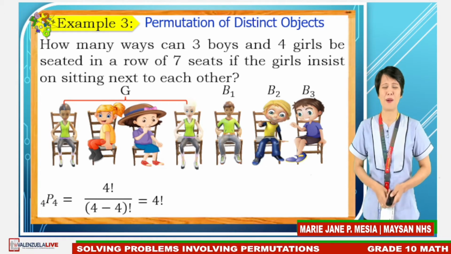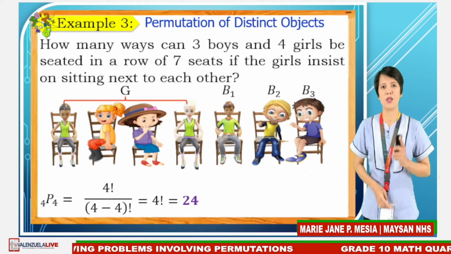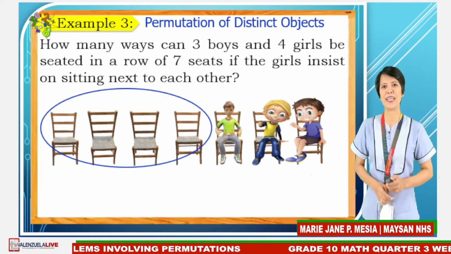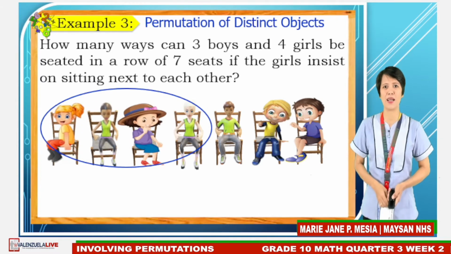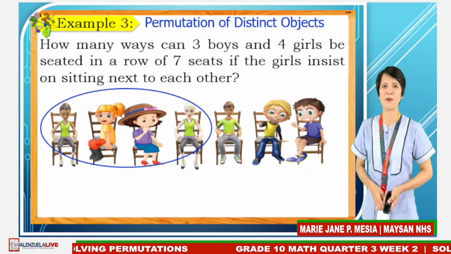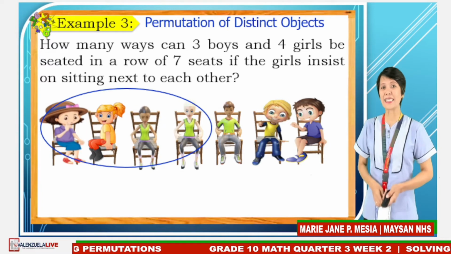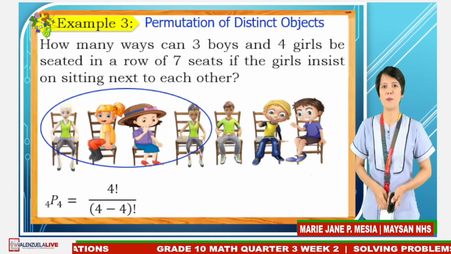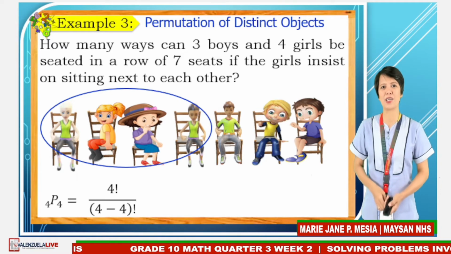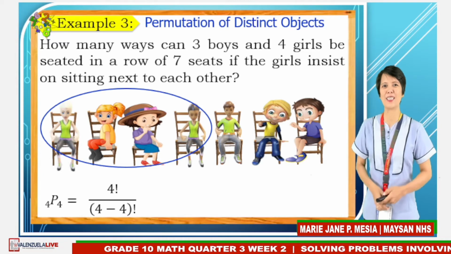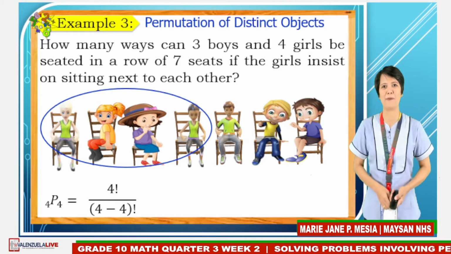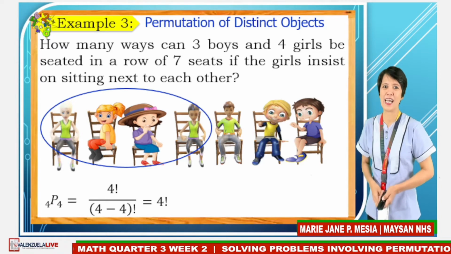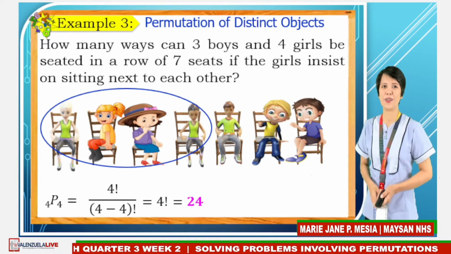The 4 factorial value is 24. Note, this is just one of the considerations. Remember that girls may rearrange themselves. The number of ways where girls may rearrange themselves, but still they are occupying the consecutive seats will be 4 permute 4, which is equal to 4 factorial divided by the quantity of 4 minus 4 factorial. Simplify the denominator, we have 4 factorial, and the 4 factorial value is 24.